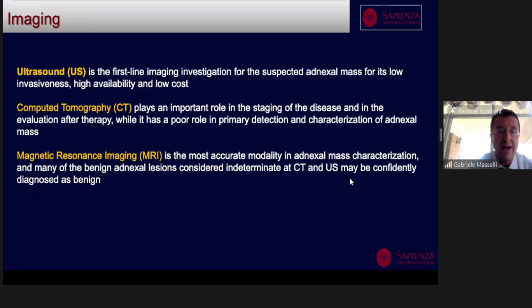Ultrasound is the first-line imaging modality, and in the majority of cases, it can conclude the diagnosis. CT plays an important role for staging, but it has a poor role for the characterization of adnexal masses. MRI, as we'll see in the next minutes, is the most accurate modality for the characterization, and many of the benign adnexal lesions that are not well determined using CT or ultrasound may be correctly evaluated using MRI.